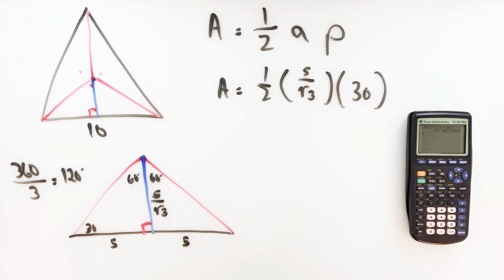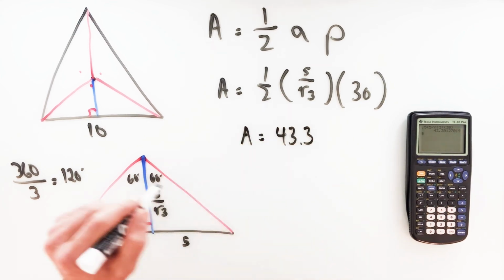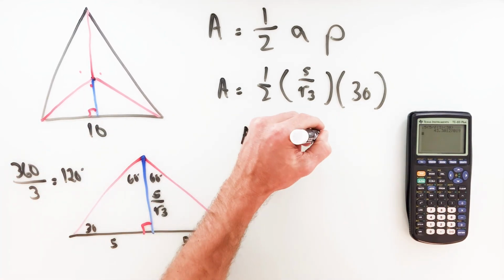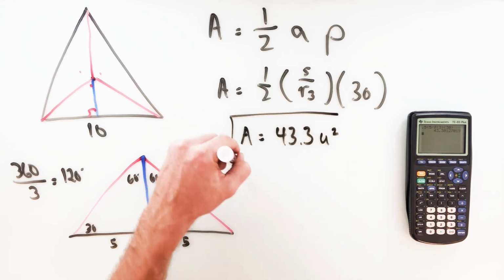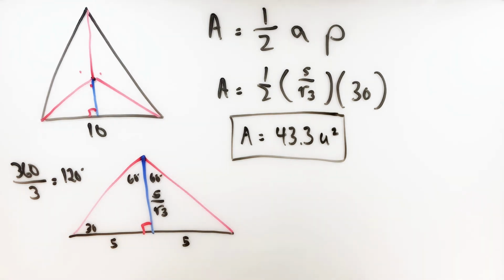So we've got 43.3. And no label this time, I didn't give you one, so we'll say units squared. Don't forget that label. 43.3 units squared for the area of that one.